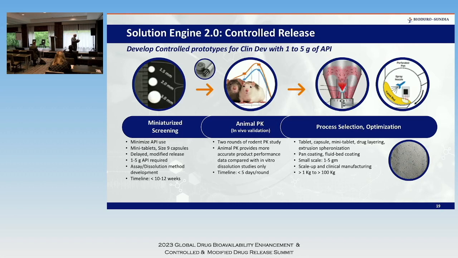If not, you can just put multiples of them into an immediate release capsule, of course, and then dose into dogs or monkeys or mini pigs. Of course, mini pigs are going to be a lot more relevant for many of these biologicals and peptides and protein delivery. But if you do that, then you can utilize only milligram amounts. We are talking about maybe altogether 300, 400, 500 milligram of drug that you need to make mini tablets.